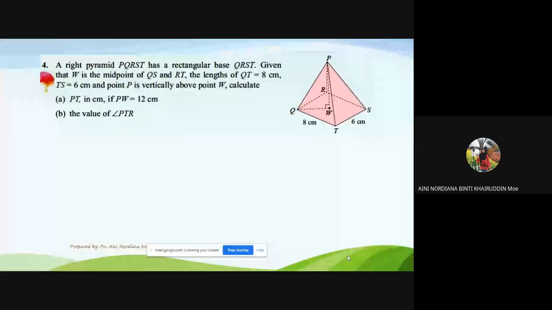Question number 4. The right pyramid PQRST has a rectangular base QRST. Given that W is the midpoint of QS and RT, the length of QT is 8 cm and TS is 6 cm, and point P is vertically above point W. Calculate PT in cm if PW equals 12. We want to calculate PT given PW is 12.